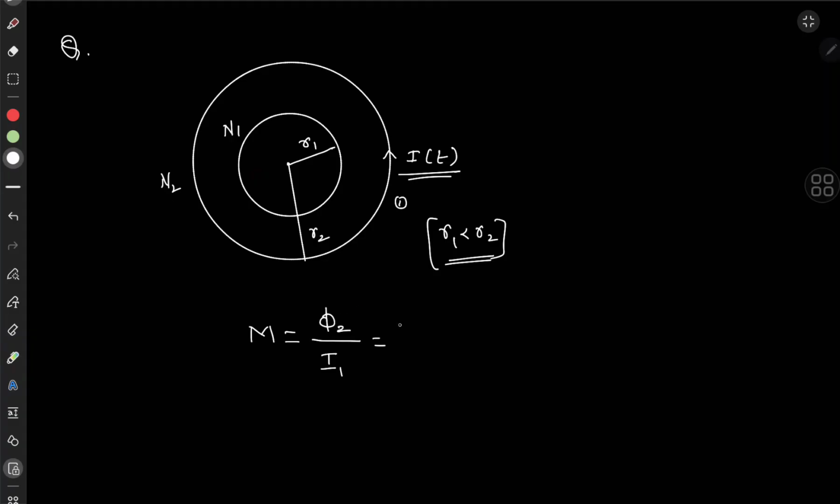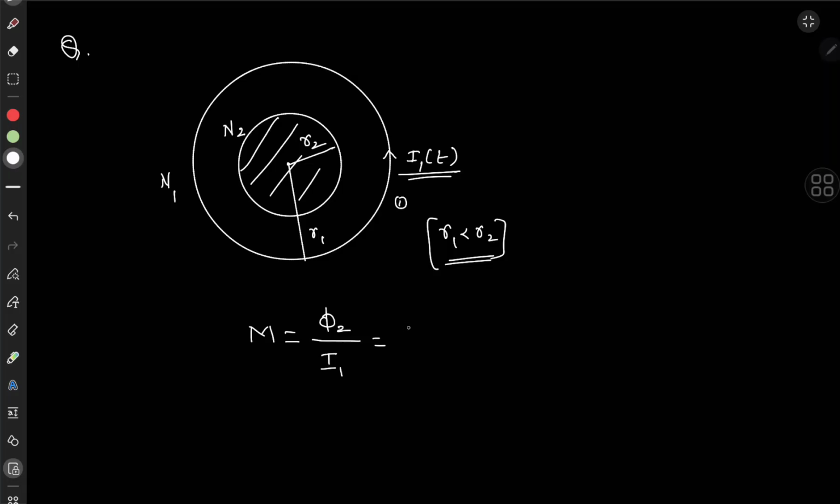So now if we want to write flux, it is very simple: NBA. It would be confusing if I write phi 2, so according to this expression I will take the number of turns as N2 and N1, and the radii as R2 and R1. Now we can say I1 is the current flowing here. Now we have to calculate the flux which is going to link with this coil.